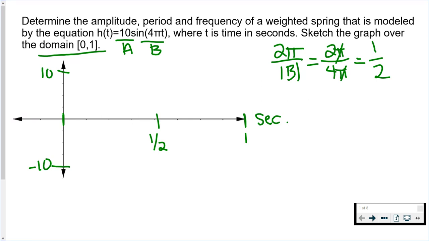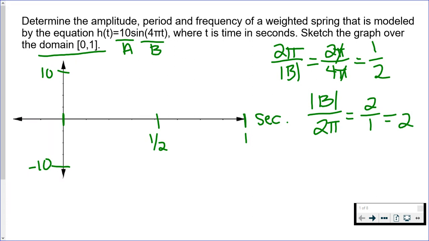The last part is to find the frequency, which should be easy if you know the period. All we're doing is finding the reciprocal of the period, which means we're just flipping that fraction. So our frequency is 2. The frequency is how many cycles of that graph occur in 1 unit of time. Time is measured in seconds, which means we're going to have 2 cycles of this sine function in 1 second.